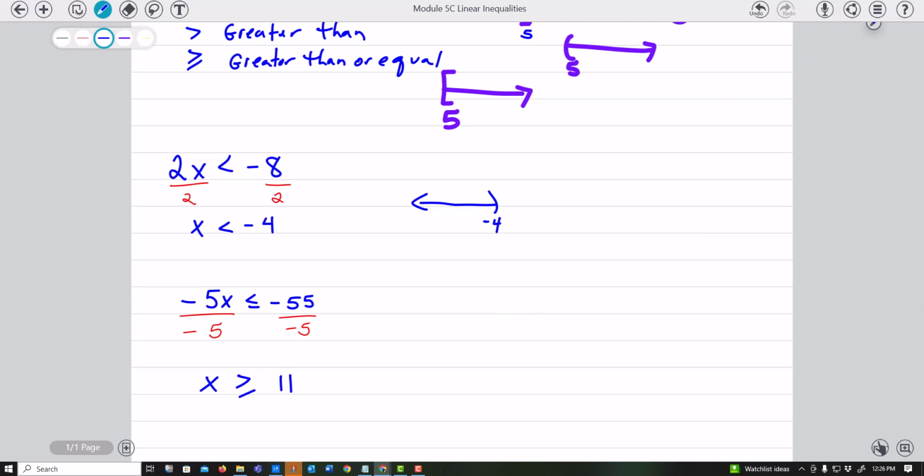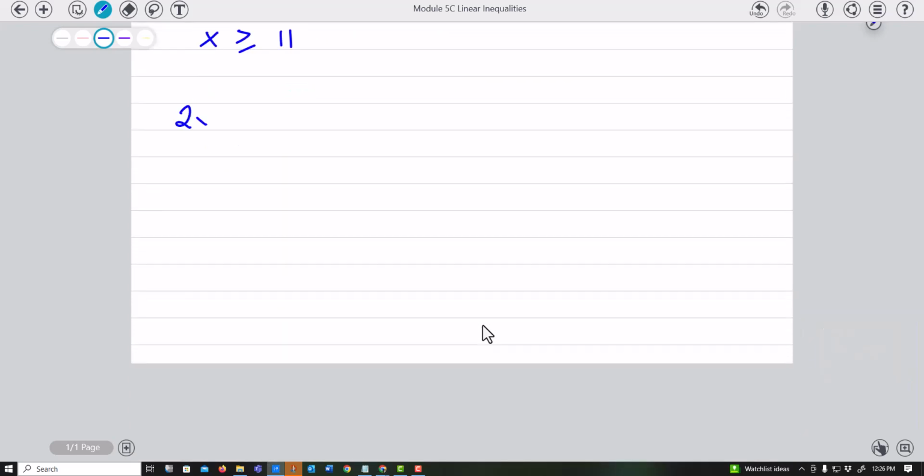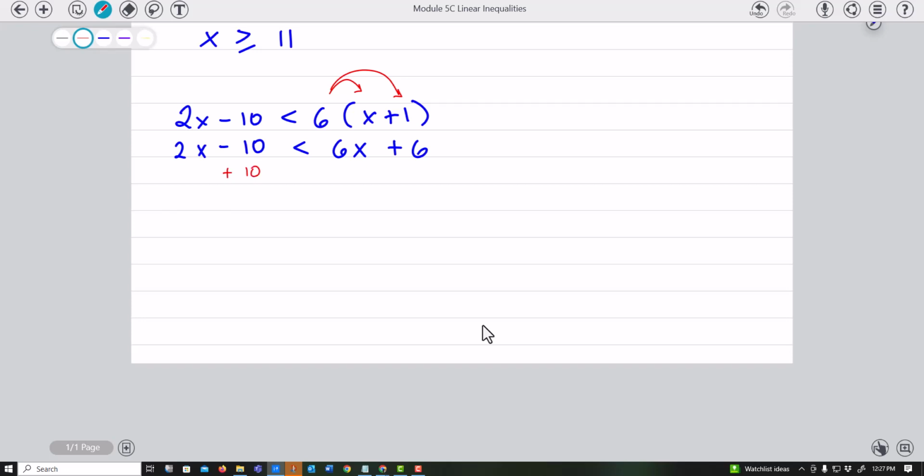And these of course can get a little more difficult, meaning more steps. I could have something like 2x minus 10 less than 6 times x plus 1. But again, go back to what you learned with linear equations. So probably the first thing I would do is distribute. So I have 2x minus 10 less than 6x plus 6. Now I can add 10 to both sides. So add 10, and I get 2x less than 6x plus 16.